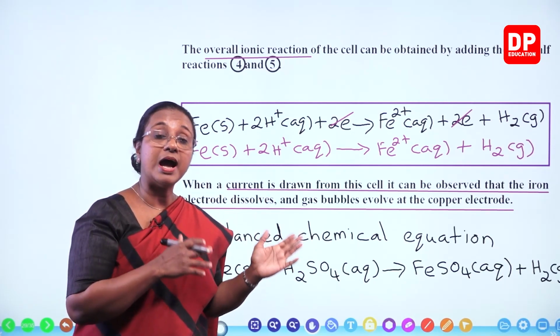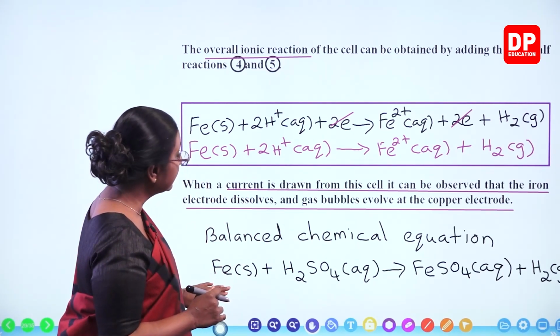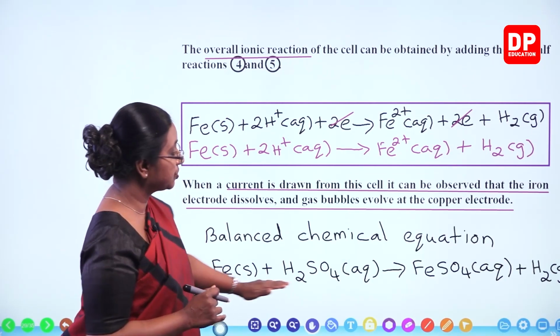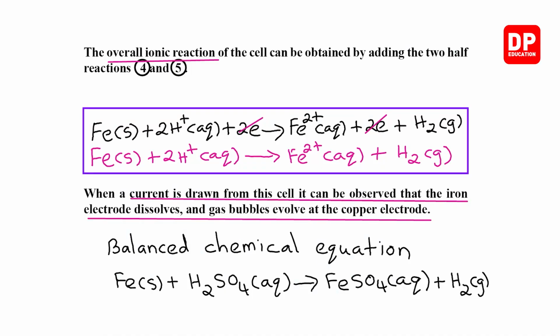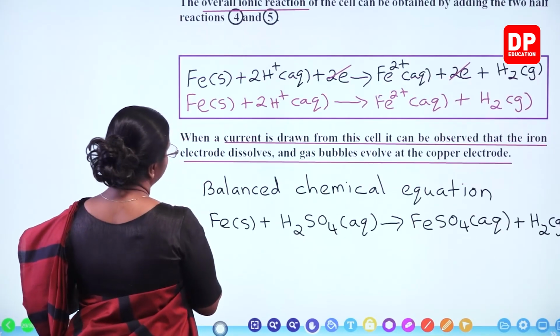Electrons flow from iron to copper. And also, if you write the balanced chemical equation, it is going to be this way. Balanced chemical equation: Fe solid plus H2SO4 aqueous giving rise to FeSO4 aqueous and H2 gas. So, this is the balanced chemical equation.